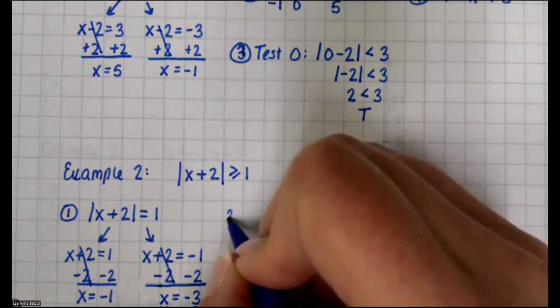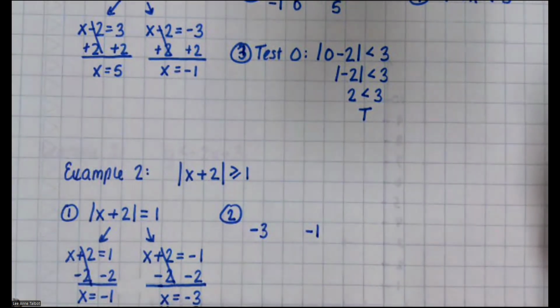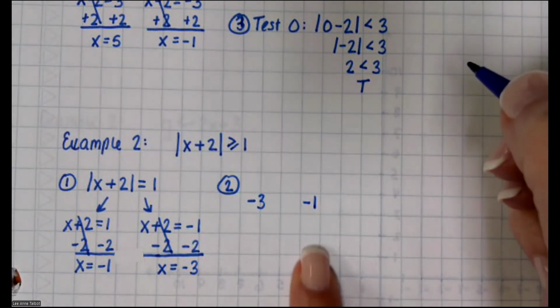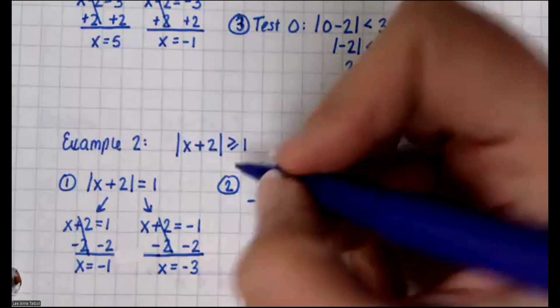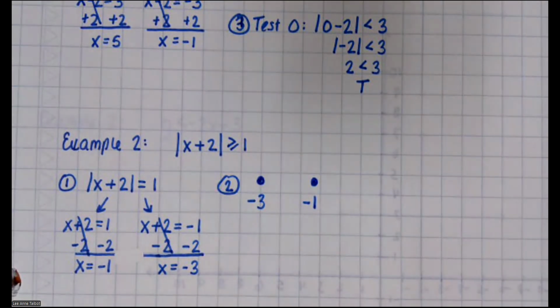Okay, so when I make the number line this time, I have to think -3 goes on this side and -1 goes on this side. And this time they're closed. I really only have one good option. -2, yeah.